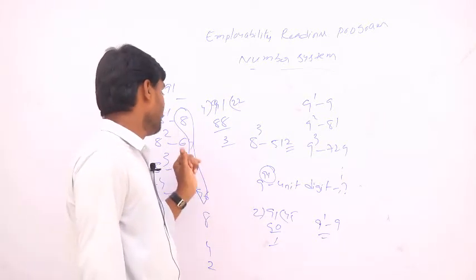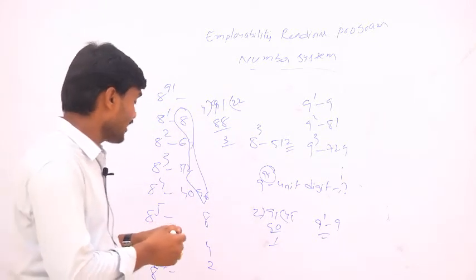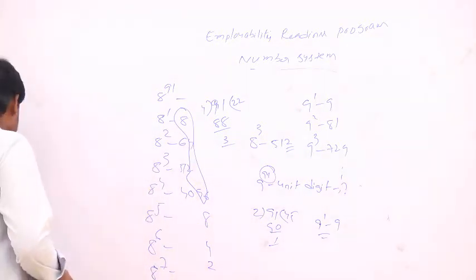This is how you can find the unit digit. Once again, you can explain with another example.